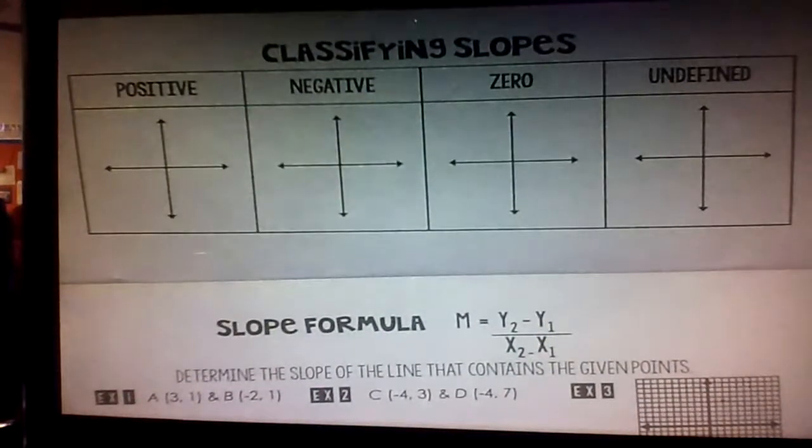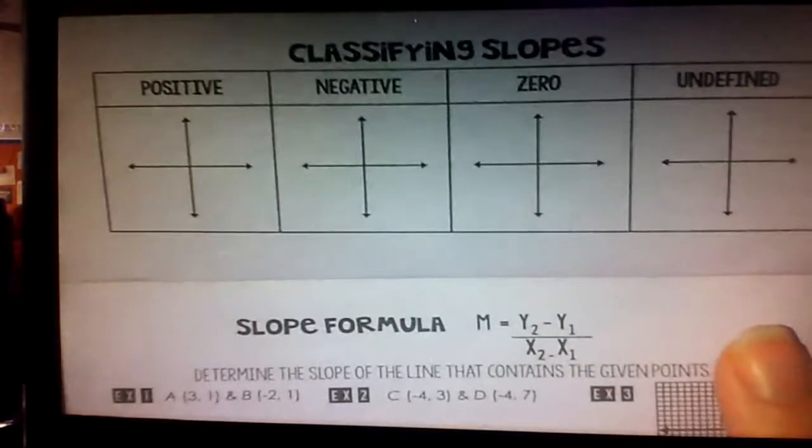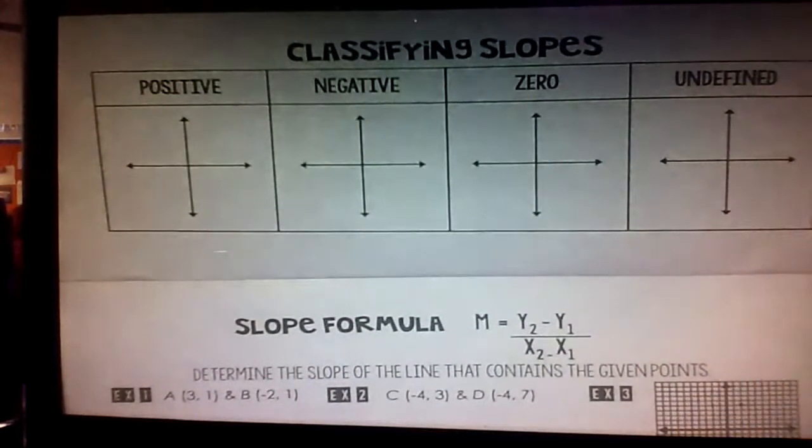And we have it. Okay. So on day one of this unit, we talked about the 4 different types of slope. What does positive slope look like as a graph? Up to the right.